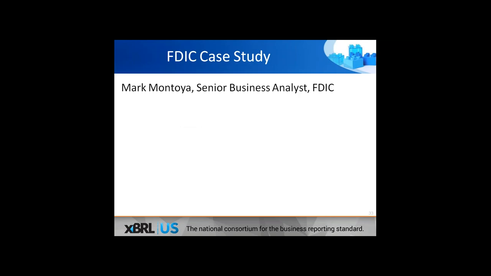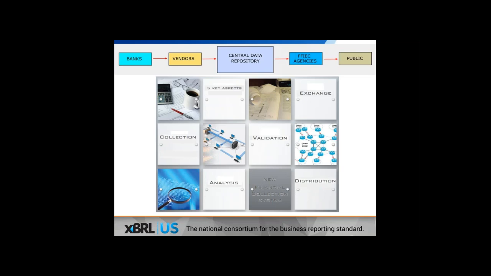One more click. There you go. One more. Next slide. So there are five key attributes to the system. XBRL will be used as an official standard for data exchange between the U.S. financial regulators, banks, software vendors, and the public.